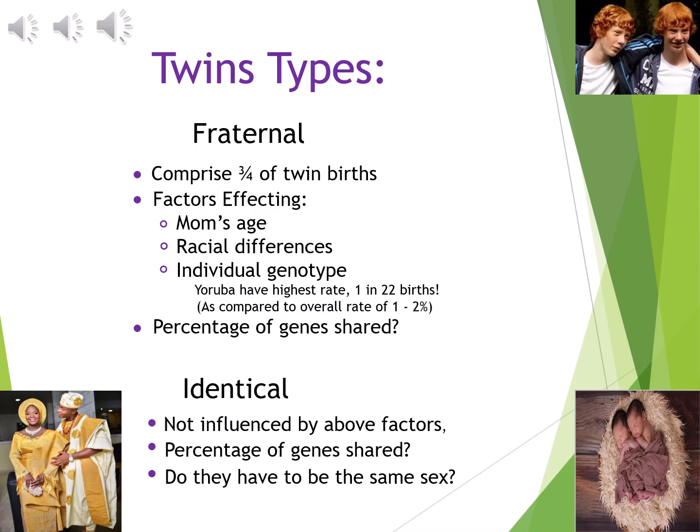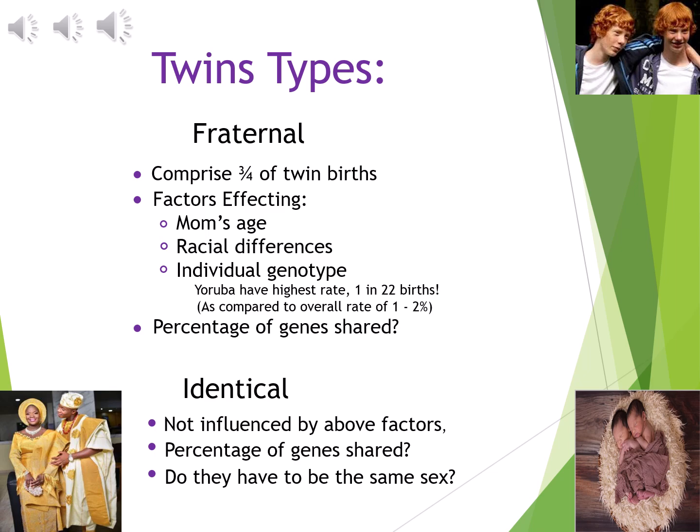Factors affecting: mom's age. Older women tend to have more fraternal twins. Racial differences. People of color, specifically of African descent, does not include other people of color, so I really should say African descent, have a much higher rate. The highest rate in the world is the Yoruba. You see a Yoruba couple on the bottom left. They have 1 in 22 births. That's compared to the overall rate of fraternal twins of being like 1 to 2%, so 4 or 5 times as high. Individual genotype, in other words, it definitely is in some people's genes. It does run in families.